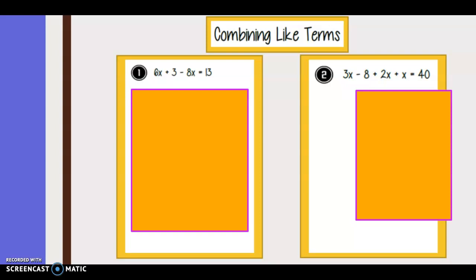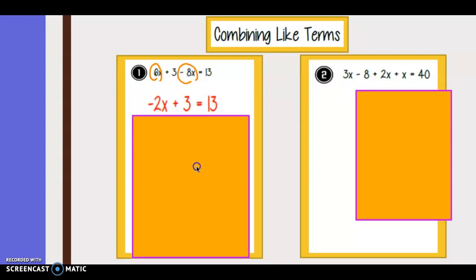All right, let's look at the first example and see how you did. So the very first thing you should have done is looked for any like terms that you can combine. So there's a 6x and a negative 8x. You should have combined those two. So those become negative 2x. You bring the 3 down, and you bring the equals 13 down.